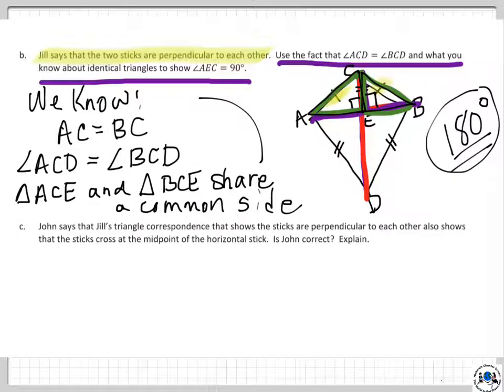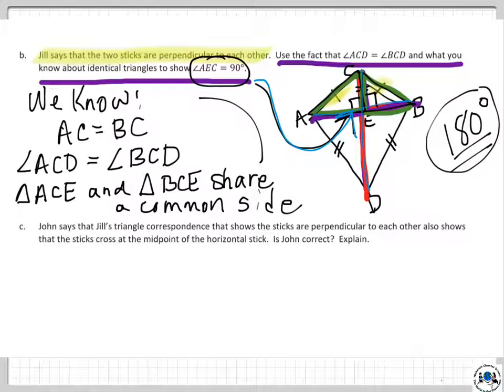So Jill's claim that they are perpendicular would be correct, because we have just shown that angle AEC is 90 degrees. And by doing that, we have helped her prove her point that these sticks are perpendicular. So, just finishing up this one here.